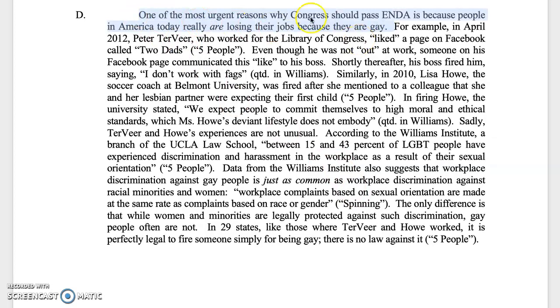So I'm going to put that in red, since that's the claim. And it gives a specific reason, right? One of the most urgent reasons why Congress should pass ENDA is because people really are losing their jobs because they're gay. And that connects directly back to one of the reasons laid out in the thesis. And that follows that pattern I talked about in the earlier video. You can just say one of the reasons for my thesis is this, especially if it's your first confirmation.